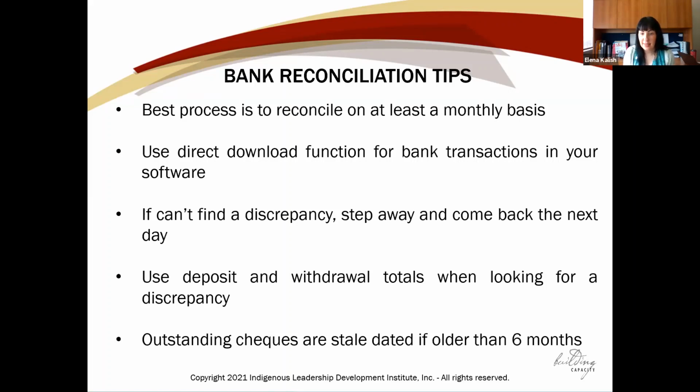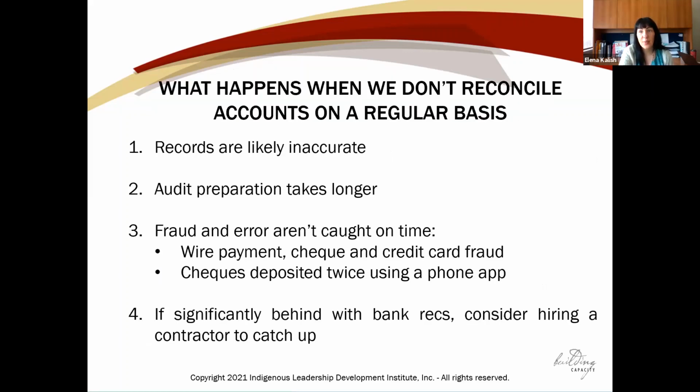Outstanding checks are stale dated if older than 6 months. We said that. Again, the bank may or may not honor it. Okay, what happens when we don't reconcile accounts on a regular basis? Well, our records are likely inaccurate because we haven't compared our transactions to an external source. And those of you that have experience with bank reconciliations will know that most of the time we do find some adjustments when we do bank reconciliation, or for that reason, a credit card reconciliation or intercompany account reconciliation.